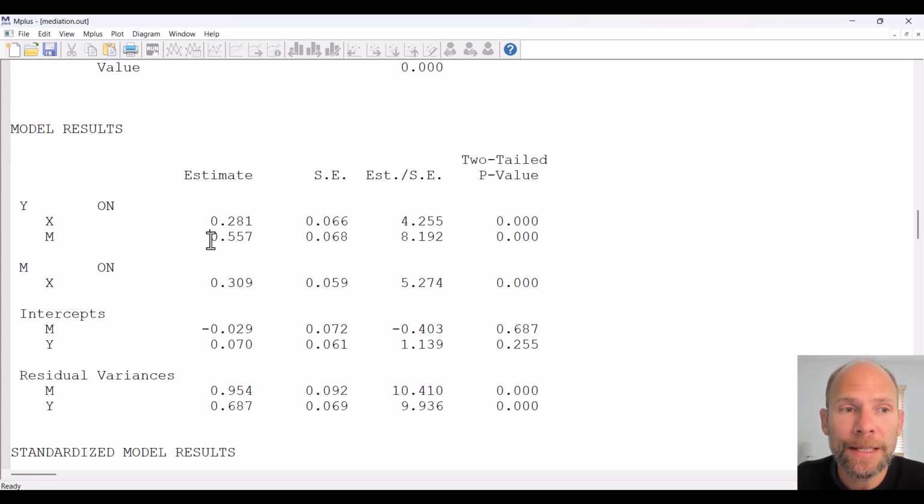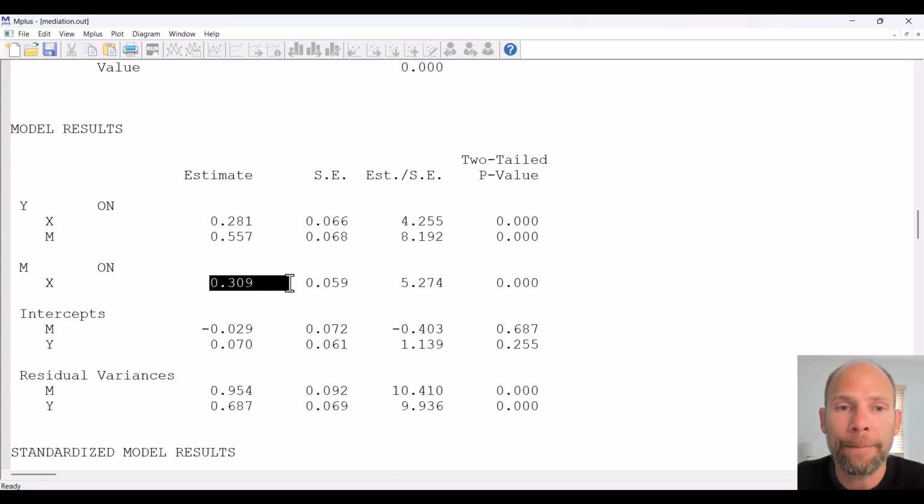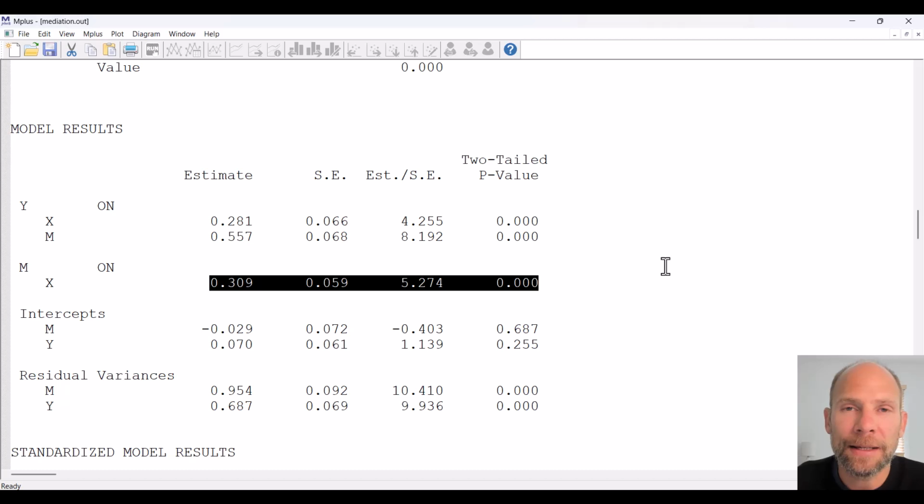Furthermore, we see the Y on M path. So that's our B path, the path from the mediator to the outcome variable. And you see this path is also statistically significant. And so is the A path, which goes from X to M. So the X to M path here is also statistically significant. So then it does make sense under these circumstances to look at the indirect effect as well and test it for significance.